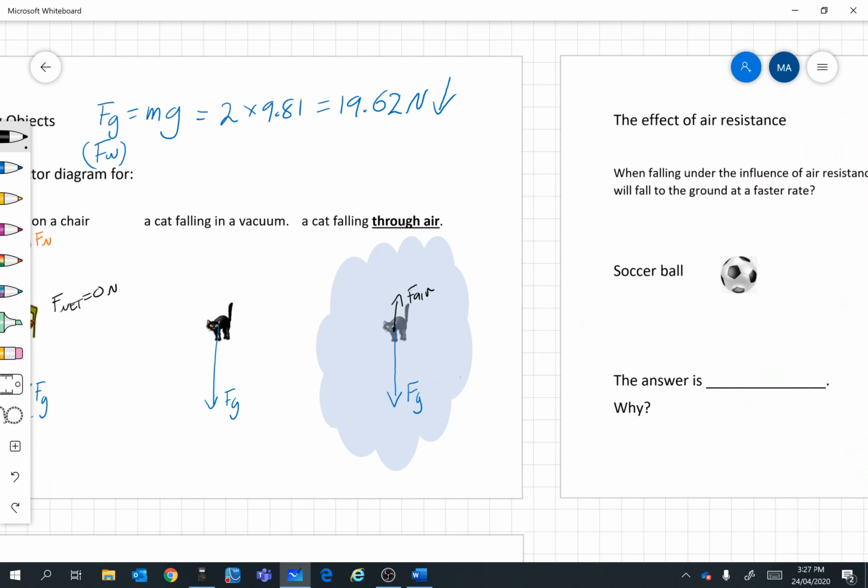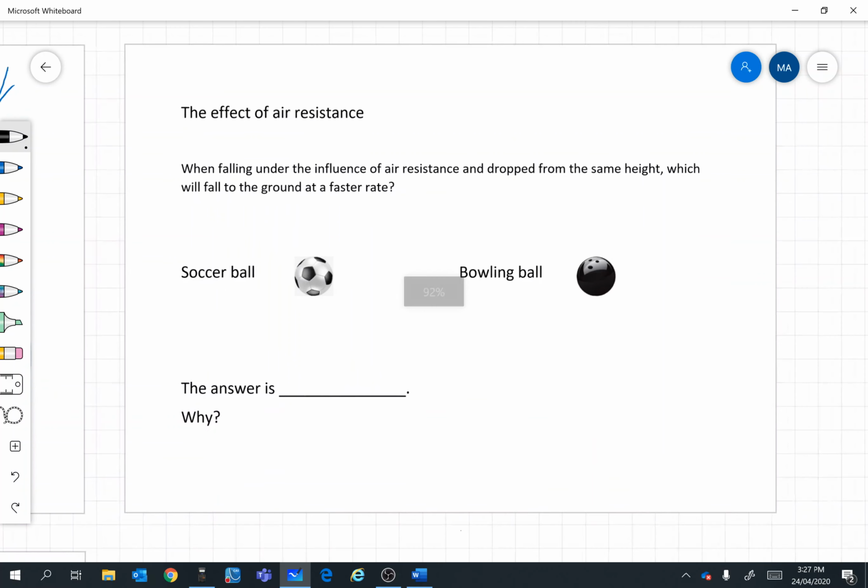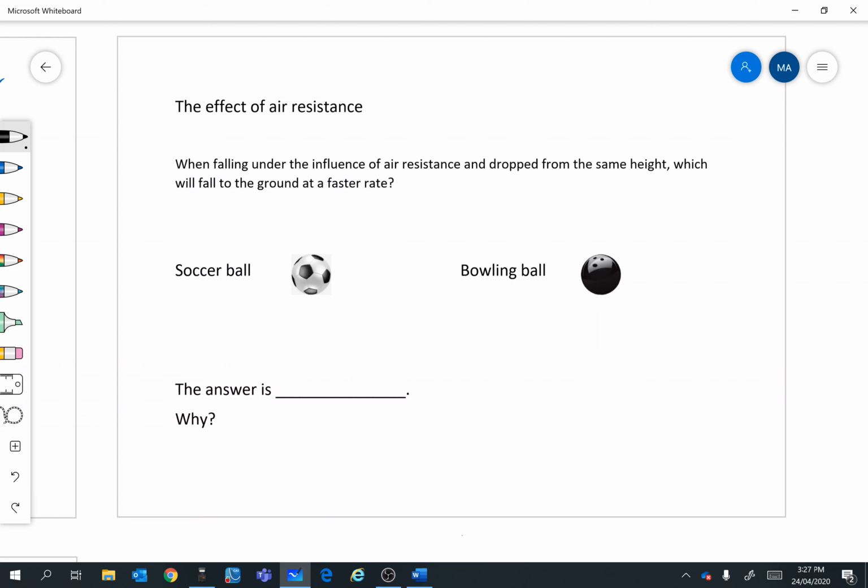Let's have a look at the soccer ball and the bowling ball example and do some calculations to demonstrate that the bowling ball will accelerate towards Earth more quickly when air is present. Okay, so we've got a soccer ball. I'm going to say that the mass of the soccer ball is 1 kilogram. For the bowling ball, the mass is going to be 10 kilograms. These might not be exact to regulations for soccer balls and bowling balls, but I'll say they're close enough.